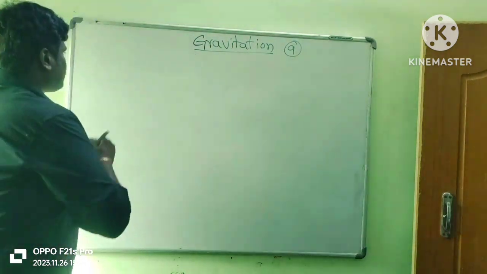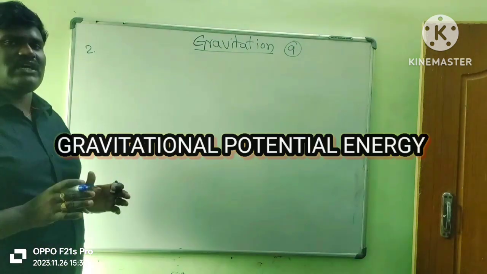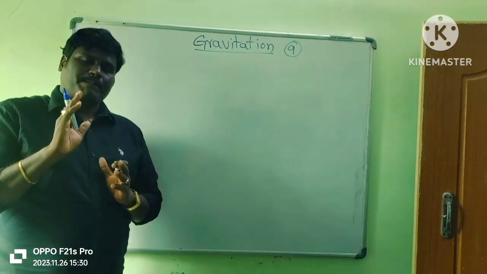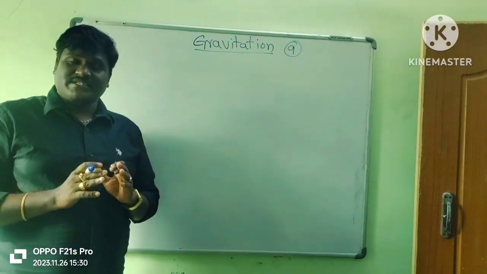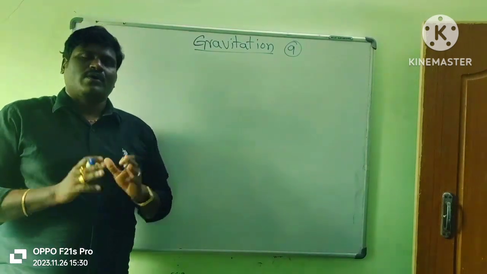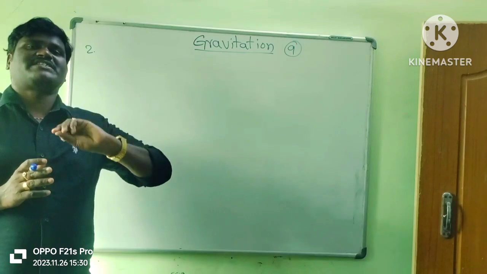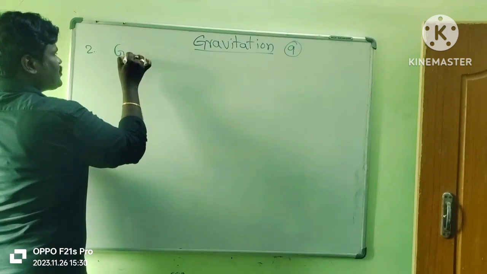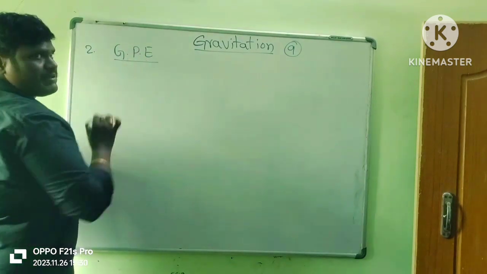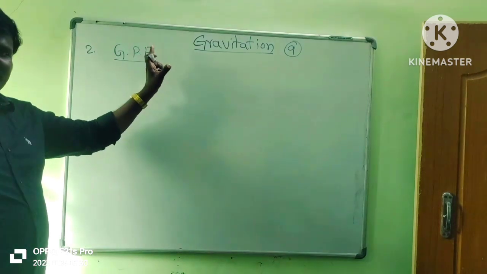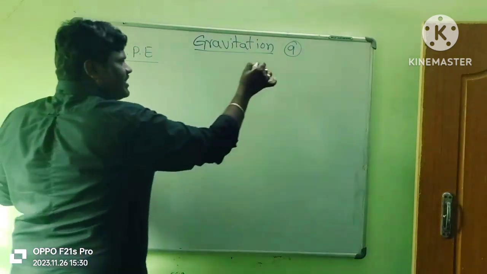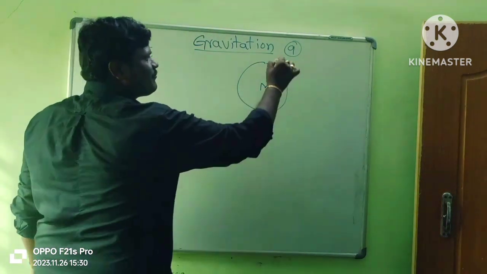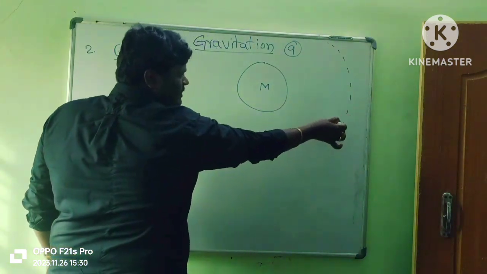The second question we are going to discuss is the universal gravitational potential energy. We know the potential energy formula is PE is equal to mgh, but the gravitational potential energy is different. By definition it is very different. GPE means gravitational potential energy. Consider the Earth's mass capital M; this Earth mass has a field around it up to some distance.